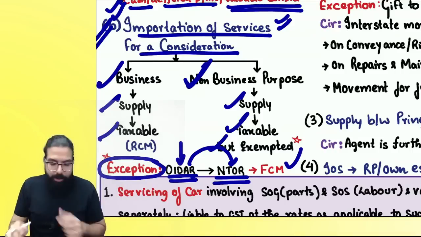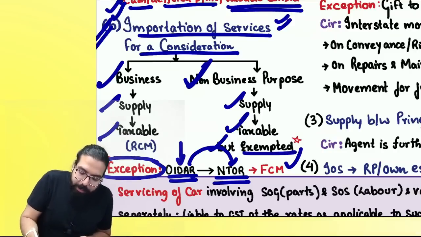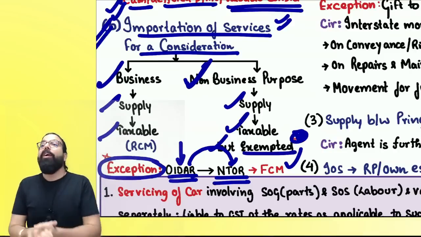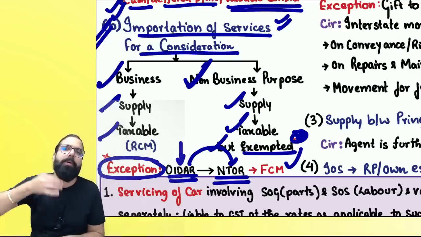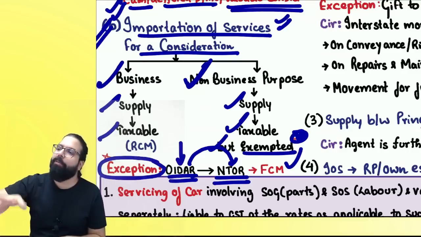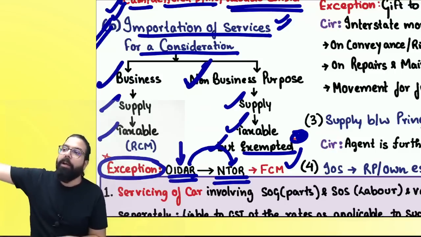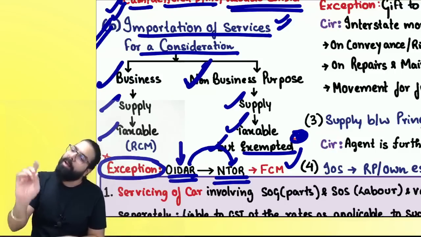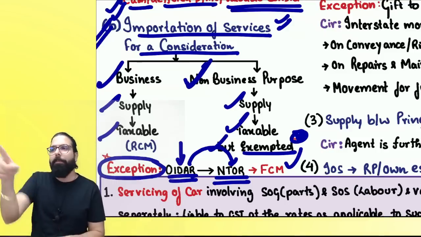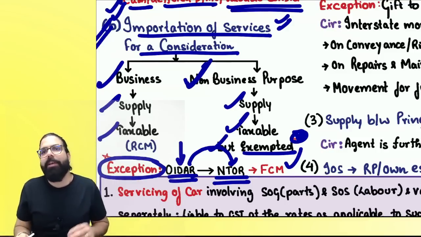Can I go ahead, everyone? Now, it is exempted, but this exemption will not apply if it is an OIDR service from outside India supplied to whom? OIDR does not only mean Netflix. Netflix is the simplest example. OIDR services from outside India to an NTOR. Who will pay the GST, everyone? The OIDR provider has to collect and pay the GST to the government. Can we go ahead, everyone?